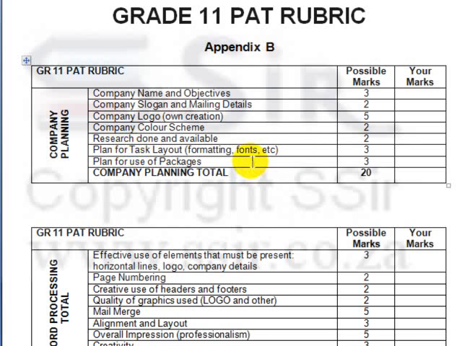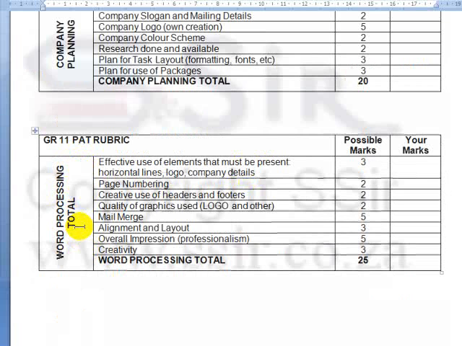And then the last part, the plan for use of packages. Here you must tell us what you are going to use your spreadsheet for, what you are going to use a database for. So give us a few lines and cover those items. So our second submission is the word processing.